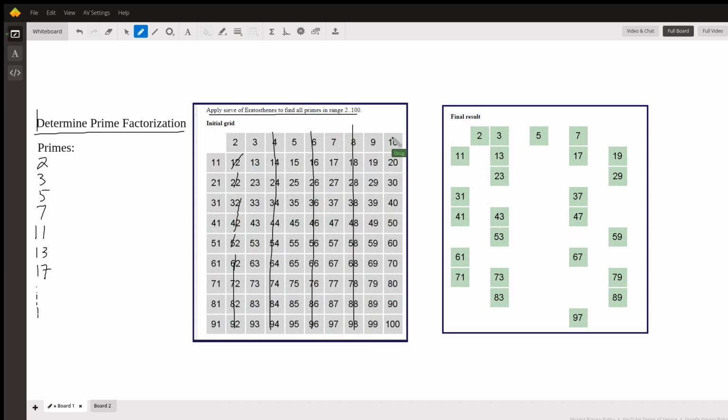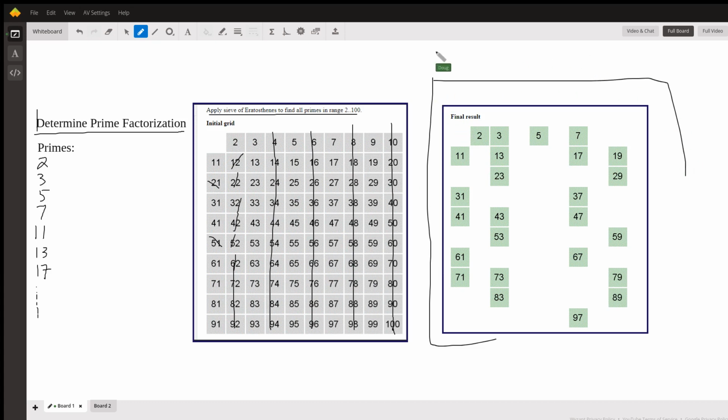which is 3, and cross out any number that's divisible by 3. And I can see 21 is divisible by 3, and 51 is, and so on. Okay, and then you go to 5, 7, and so on. And when you're done doing that, this is what you get for the prime numbers between 2 and 100. Okay, those are the prime numbers.